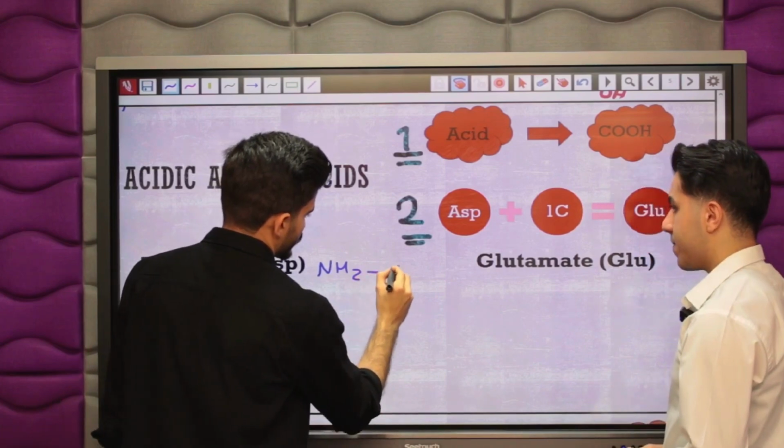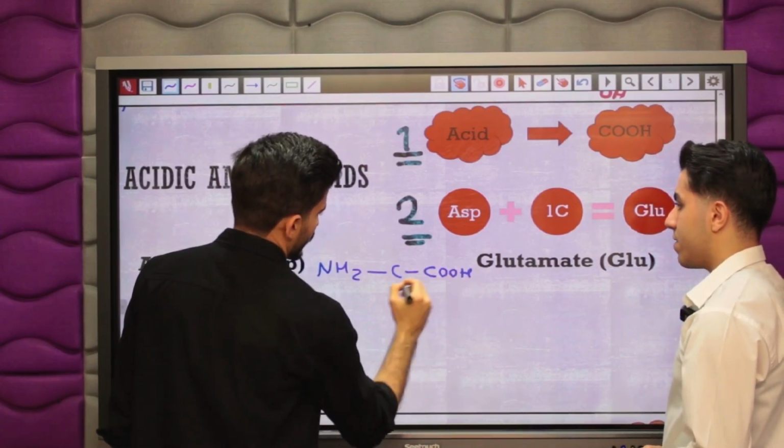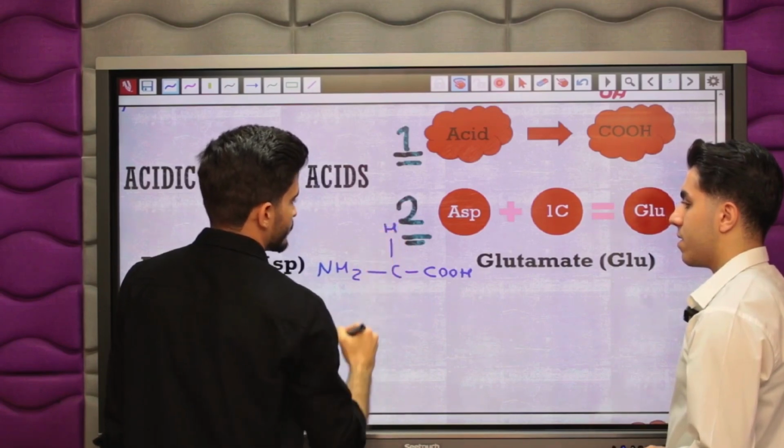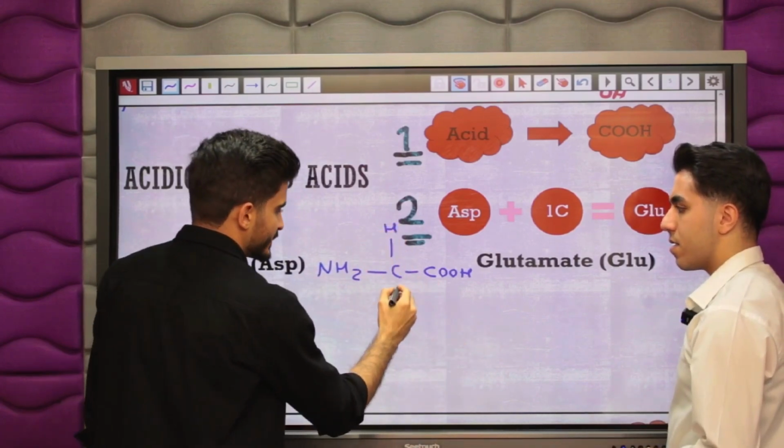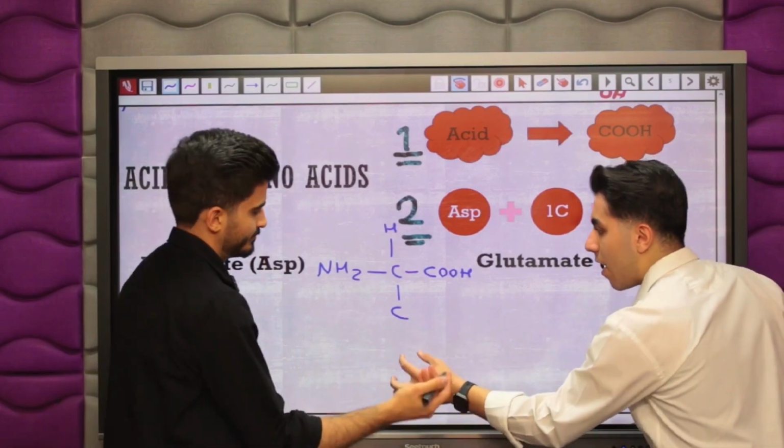NH2, okay, H2, carbon, carboxyl group. Hydrogen. We continue with alanine, and add a carboxyl group to the end of the R chain.